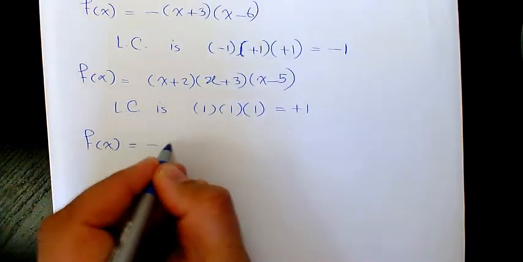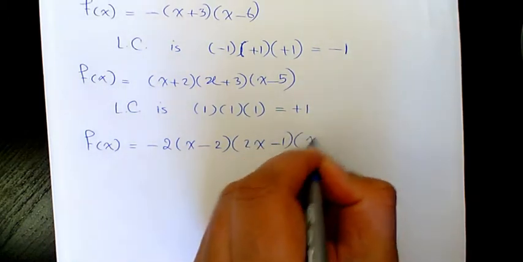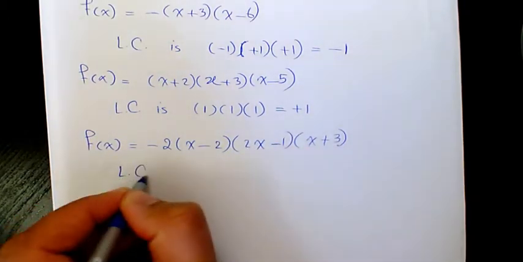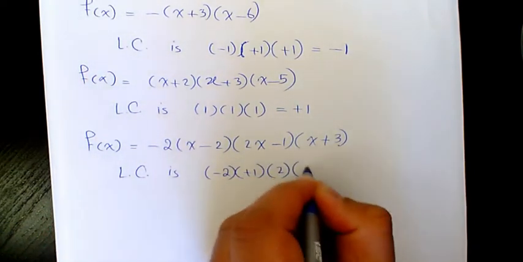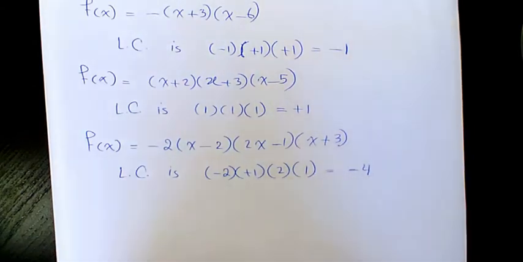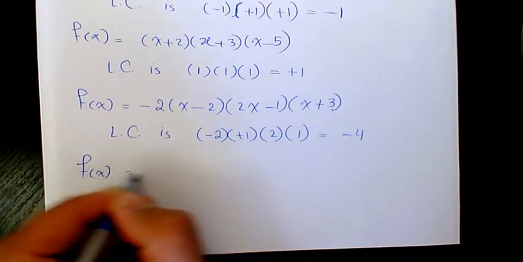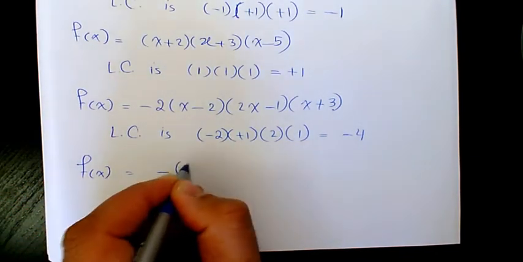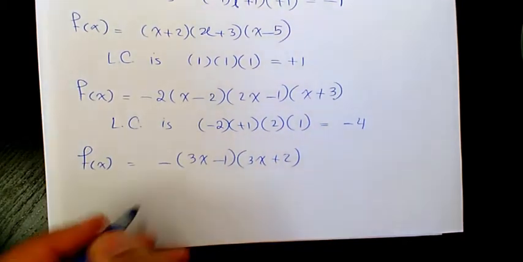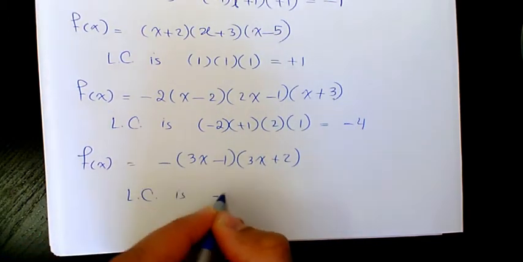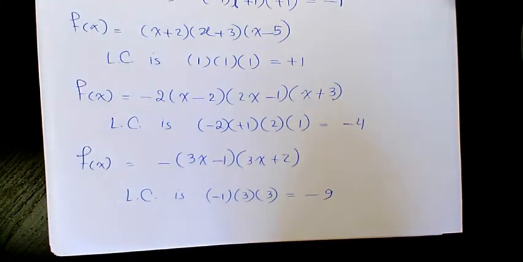Next one is -2(x - 2)(2x - 1)(x + 3). So the leading coefficient is negative 2 times positive 1 times 2 times 1. It is going to be negative 4. Next example, f(x) = -(3x - 1)(3x + 2). So the leading coefficient is negative 1 times 3 times 3, which is going to be negative 9.